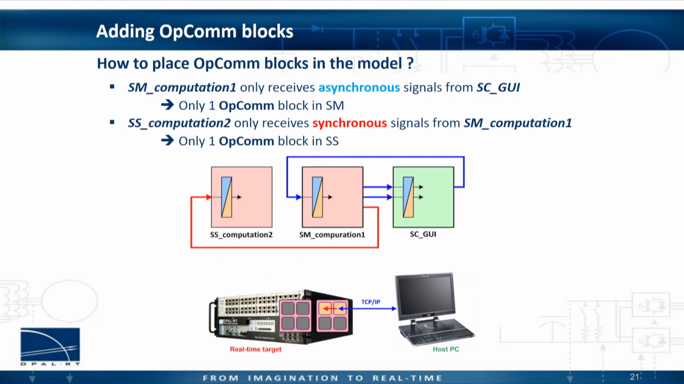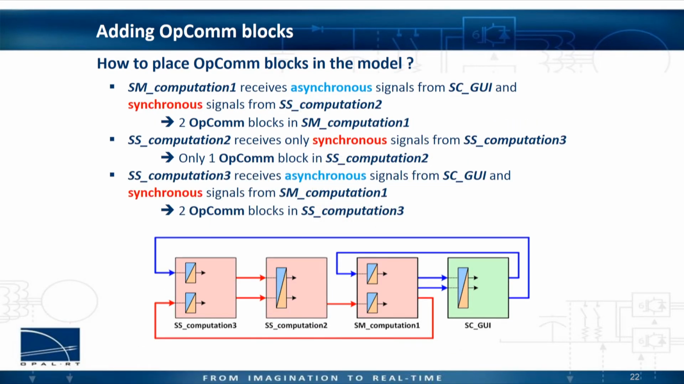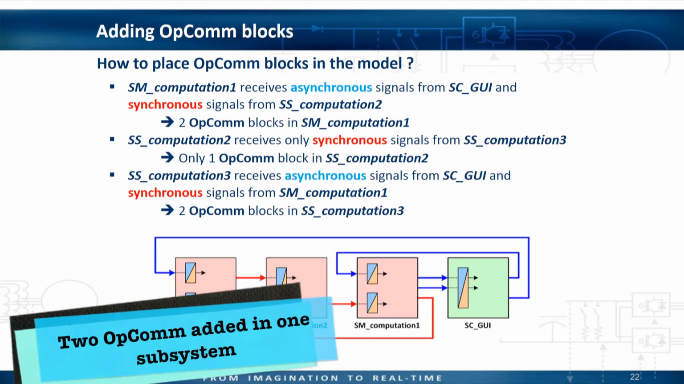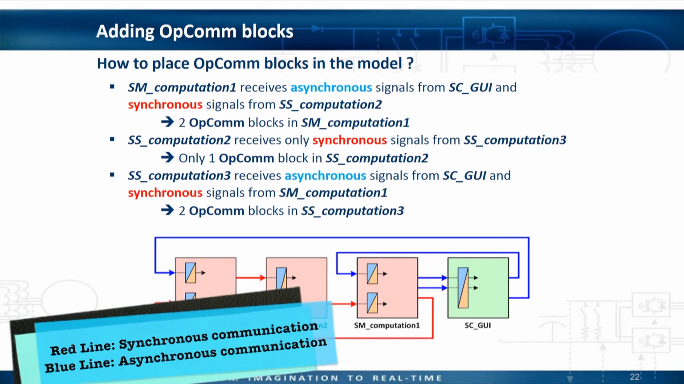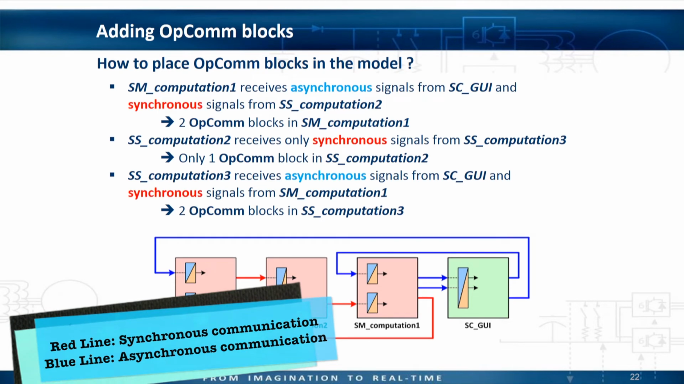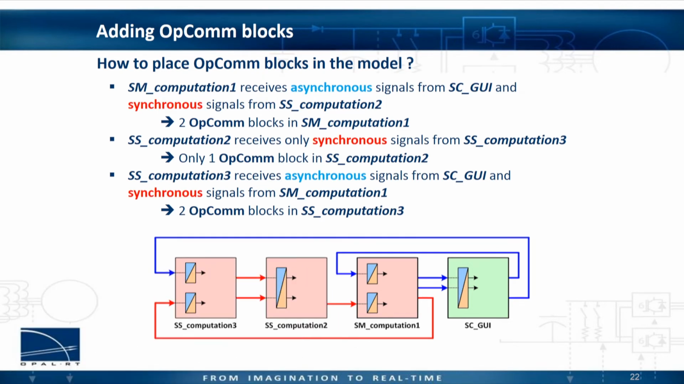Now, quickly going to the next slide. This slide basically shows two opcoms added in one subsystem. If you analyze this figure, you will understand the red lines are for synchronous communication, and the blue lines are for asynchronous communication. Asynchronous communication is established between the GUI platform and the computation platform. So whenever there is communication between the console and the master or console and the slave, the blue lines are shown. That means asynchronous communication is happening. The red lines show the synchronous communication.